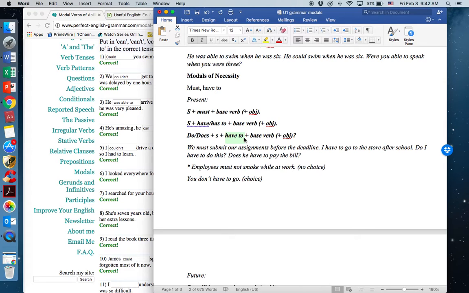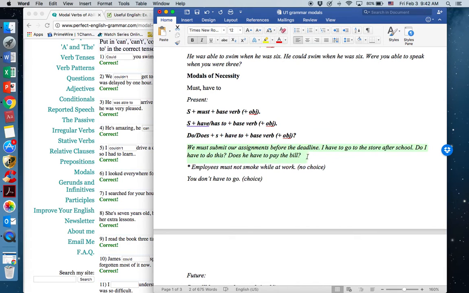It's a different grammar structure here. Do or does, subject, have to. We don't use "has to" even for the third person singular: he, she, it, or a person's name. We only put one S, that's on the "does," and then we keep this a base verb, have to, and then another base verb and an object clause.